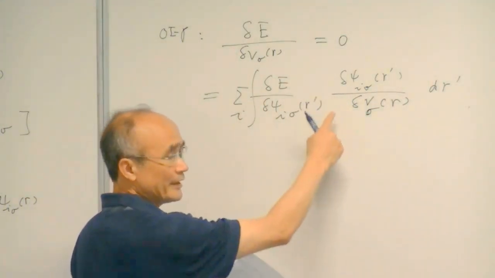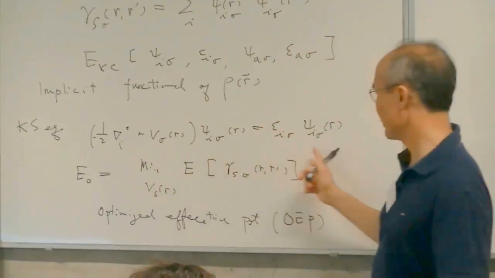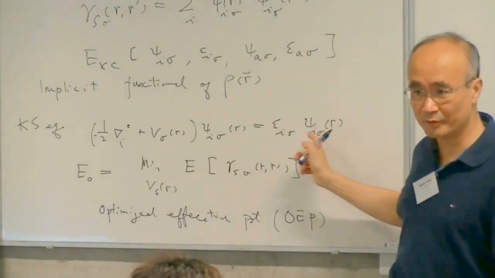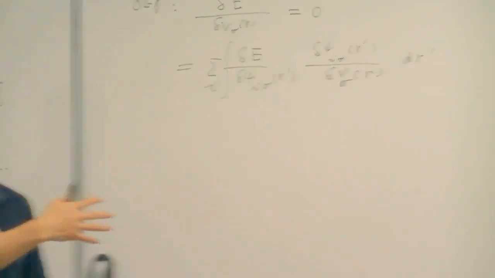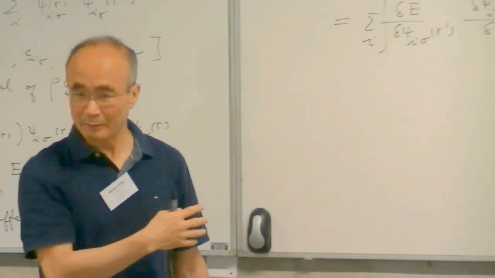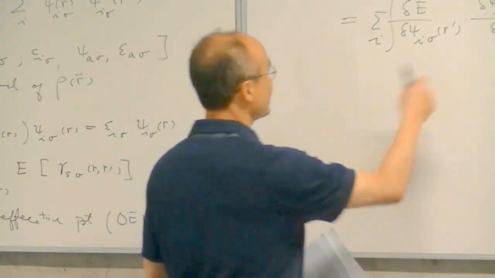This one is by first order perturbation theory. Look at this equation. The first order perturbation theory of this equation gives you this derivative. So you can write down the equation exactly. Complicated, not easy to solve, but it can be done. You can write down the equation.